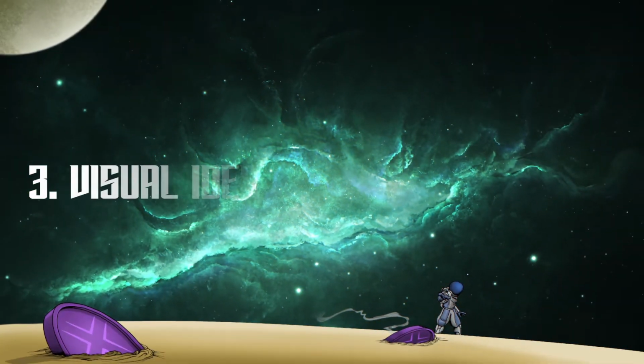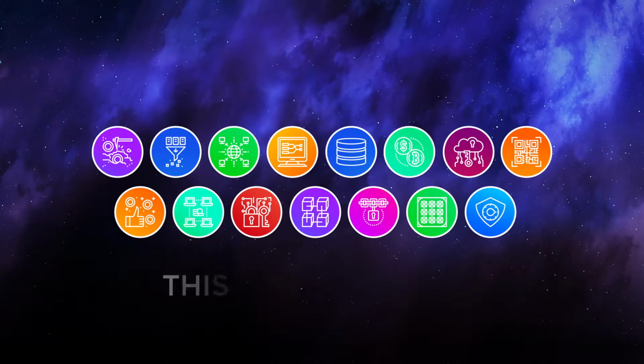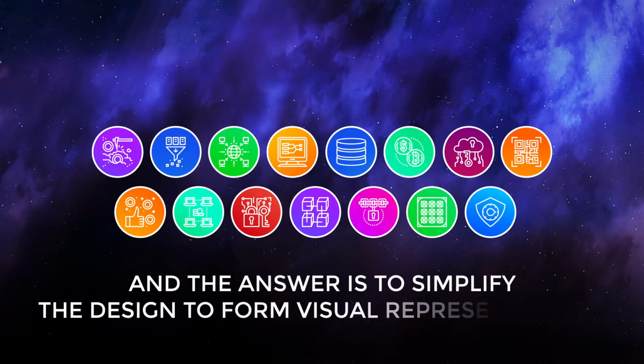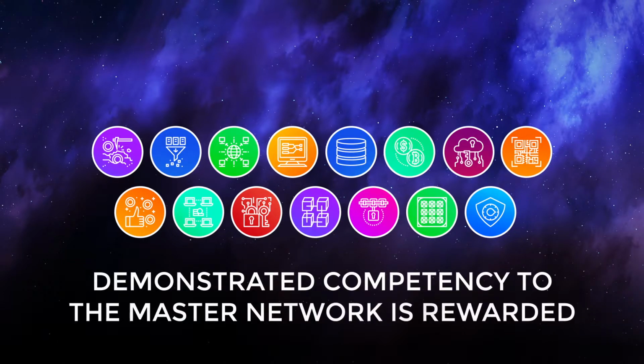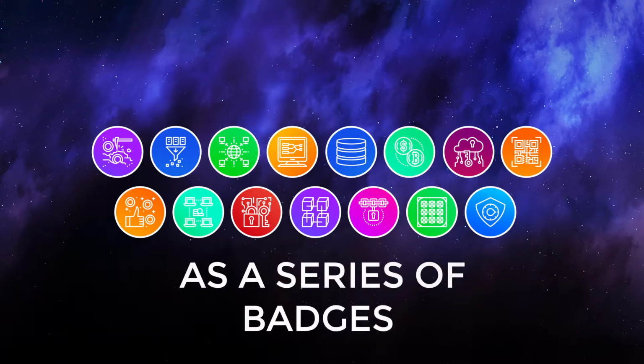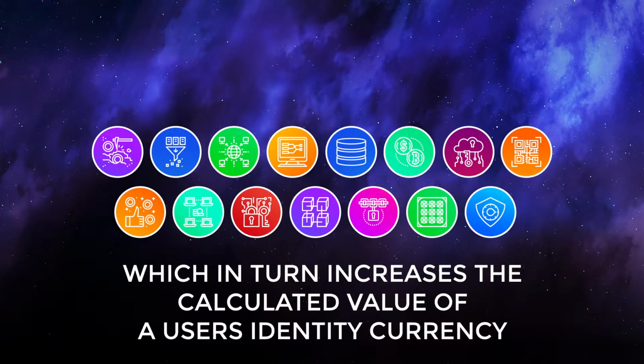3. Visual identity in underwriting. The functionality described could be a lot for the average user to take on. This is a challenge we have already solved, and the answer is to simplify the design to form visual representations of multidimensional identity. Demonstrated competency to the master network is rewarded as a series of badges, which in turn increases the calculated value of a user's identity currency.